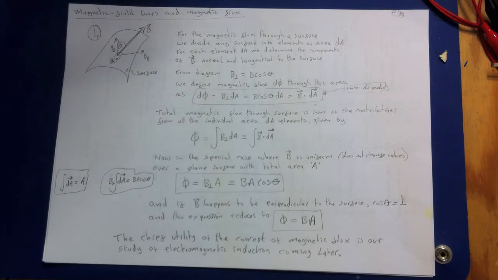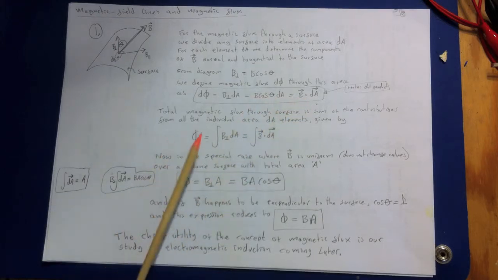From the figure, we can see that this perpendicular component is B cosine phi, the angle between them. So B perpendicular is B cosine phi, so I've got that written here. We define the magnetic flux phi through the area as the perpendicular component of the magnetic field times dA, as B cosine theta dA, and we know that that part there is the dot product.